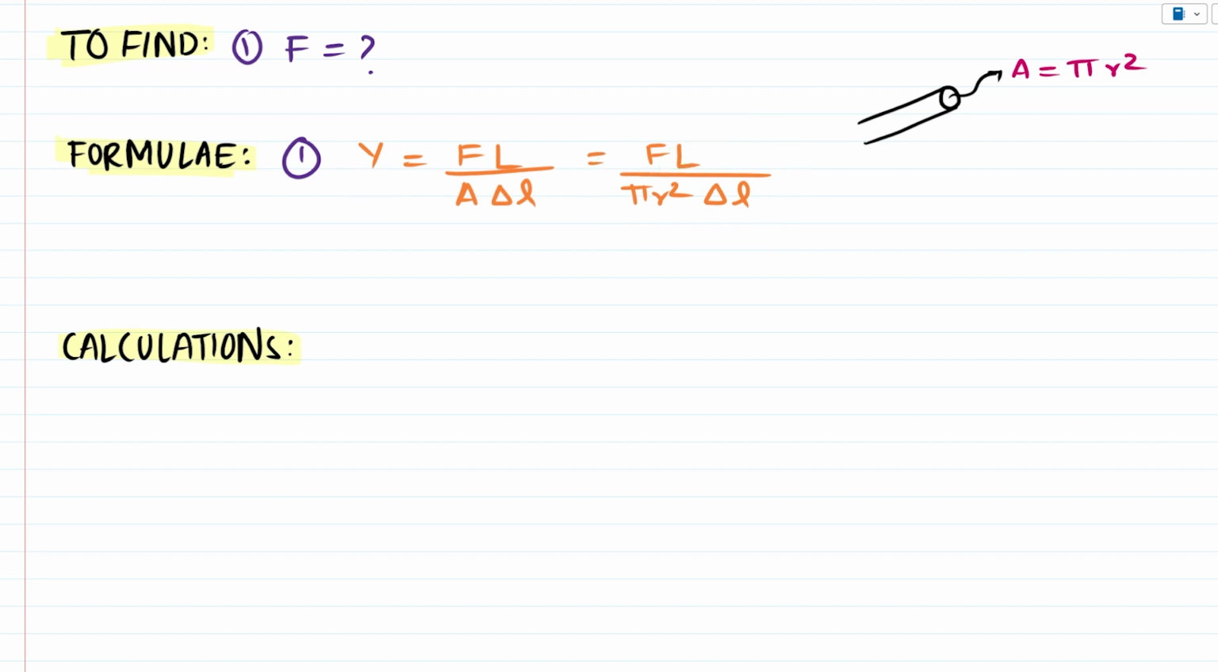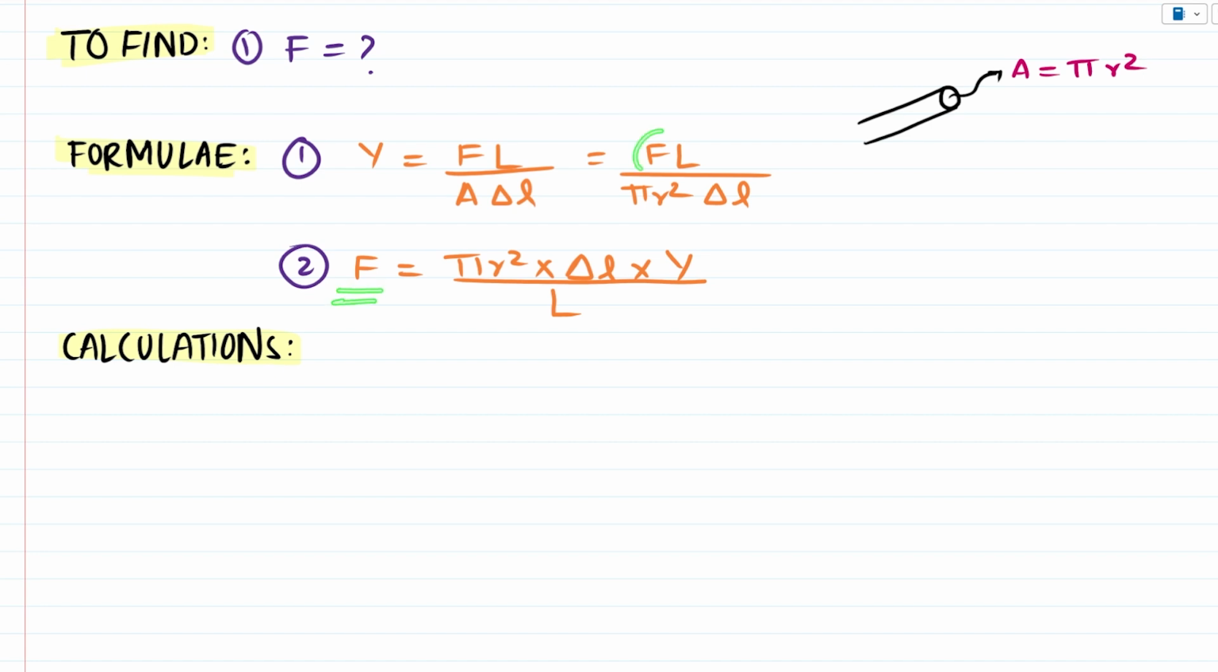So let's try to rearrange this formula. So this formula, if I rearrange it, I can say F is equal to pi r square into delta L into Y, the whole divided by the length of the wire. And this shall be our formula which will help us calculate the value for the force.